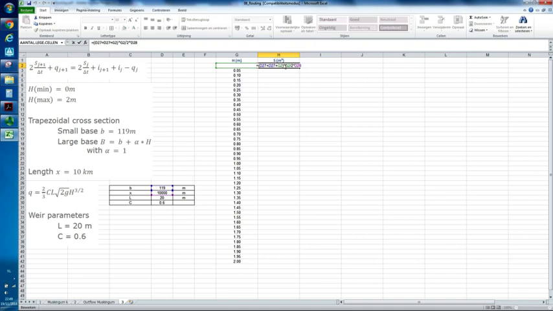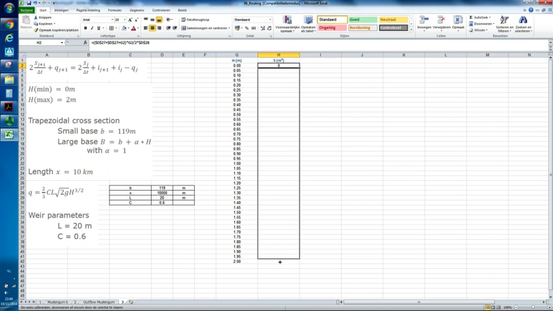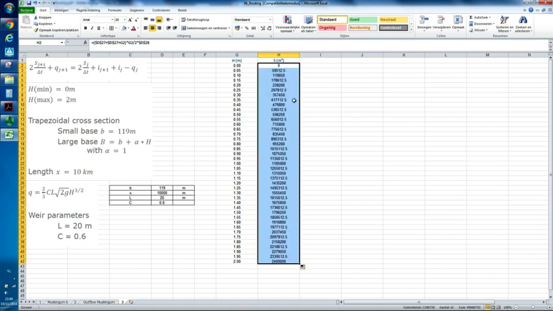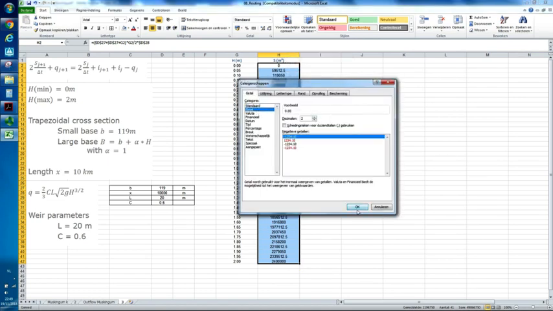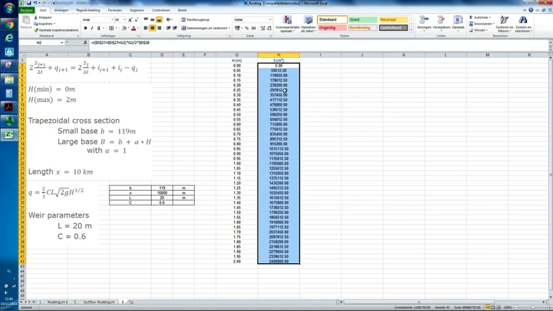Now let's fix some of these values because we're referring to small b, and also here small b, and in this case x. So let's fix those. If we drag those, we get all of these values for our storage above the weir crest.